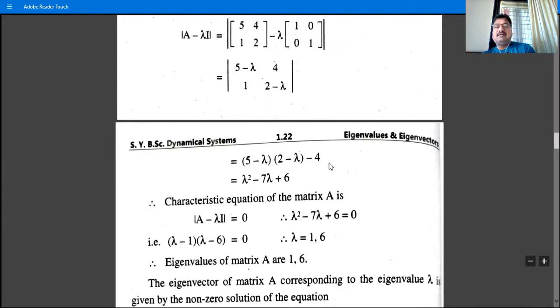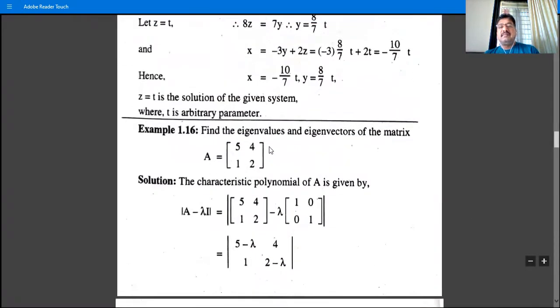Then the characteristic equation of the matrix A is det(A minus lambda I) or det(lambda I minus A) equal to 0. That is lambda square minus 7 lambda plus 6 is equal to 0. And what are the roots? Factorize this: (lambda minus 1) into (lambda minus 6). So lambda is equal to 1 and 6. So 1 and 6 are the eigenvalues of the matrix A.